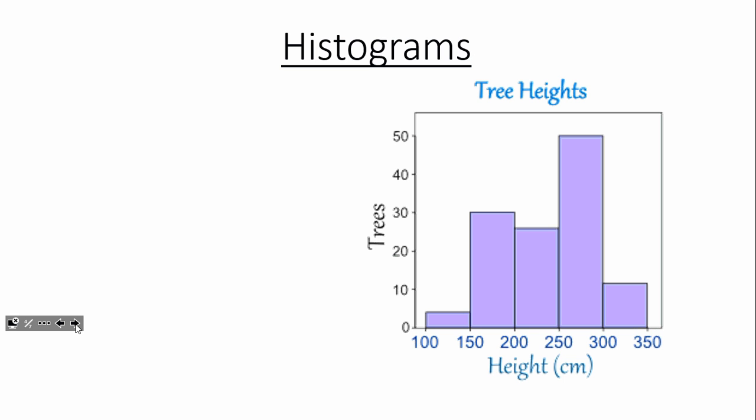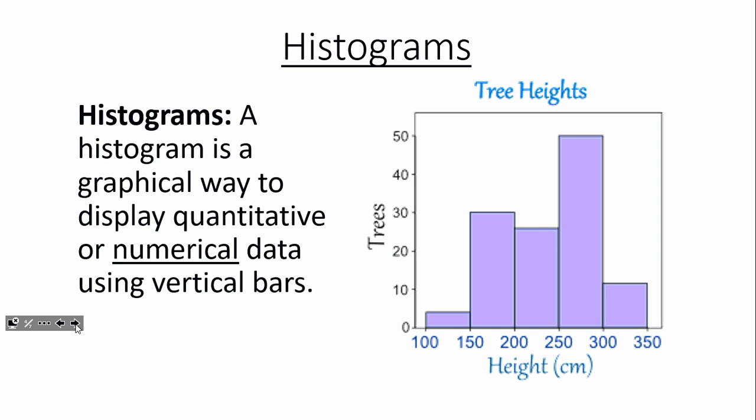We have histograms. Now, this may look like a bar graph, and you're kind of right. We'll get into the similarities and differences later. But here's the definition of a histogram. A histogram is a graphical way to display quantitative or numerical data using vertical bars. Okay? It still kind of sounds like a bar graph, right? Now, here's what I want you to notice, though.